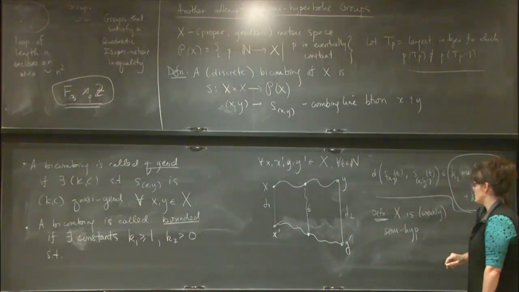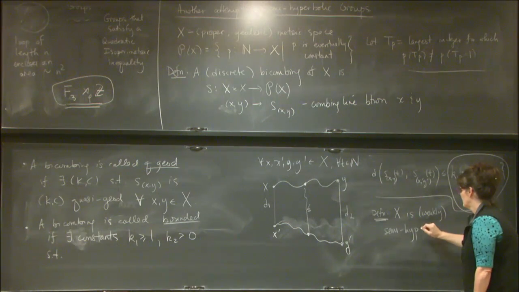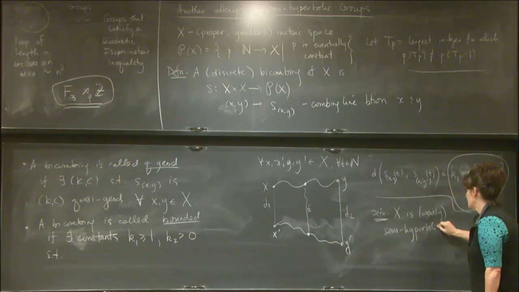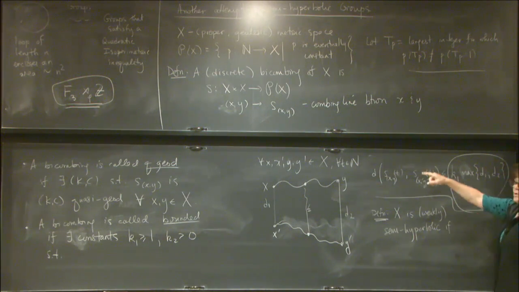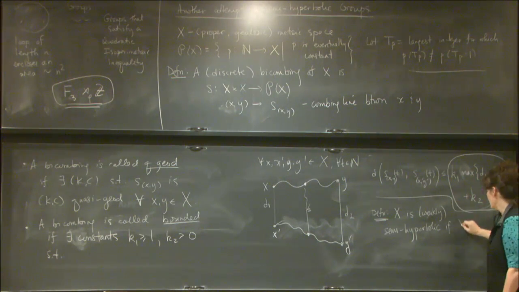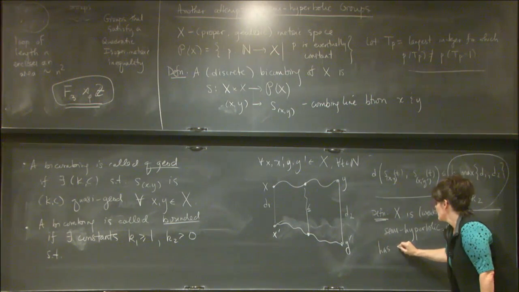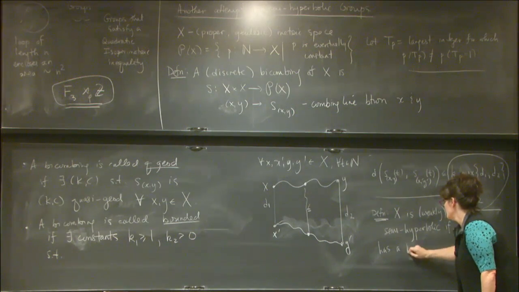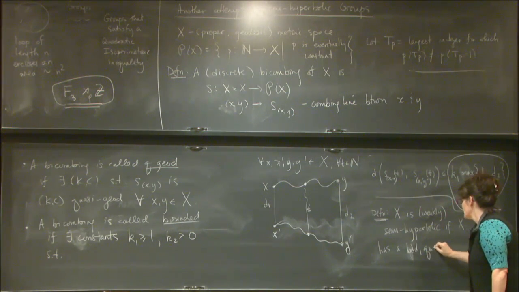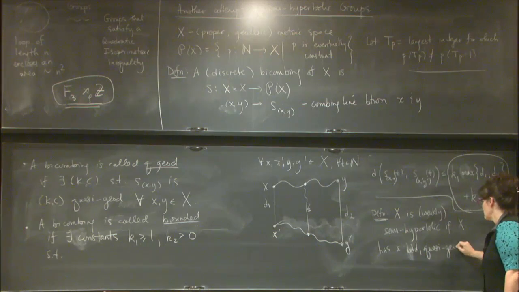I can't remember whether you're supposed to hyphenate semi-hyperbolic or not. Sometimes I do, sometimes I don't. If X has one of these bicombings, so if X has a quasi-geodesic bounded quasi-geodesic bicombing.